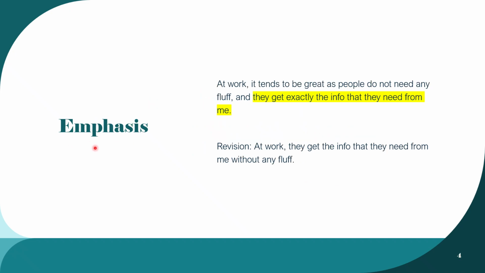The next toolkit is emphasis, which taught me how to emphasize the part of the sentence that I actually want to emphasize. And an example here, we have "at work it tends to be great as people do not need any fluff and they get exactly the info that they need from me." We can see that in the highlighted portion, this is the part of the sentence that really should be emphasized. So by moving that in the revision to the front, "so at work they get the info that they need from me without any fluff," it makes the sentence a lot more direct and concise.